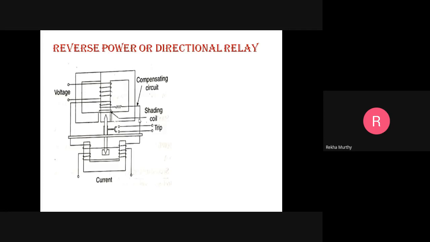If one of the actuating quantities is voltage, the current flowing in the voltage coil is going to lag behind the voltage by an angle of 90 degrees. So let us see that phasor diagram. Assume the voltage V and the current I1, which is flowing in the current coil, the lower part of the U-shaped electromagnet. And I2 is further lagging behind the voltage V.